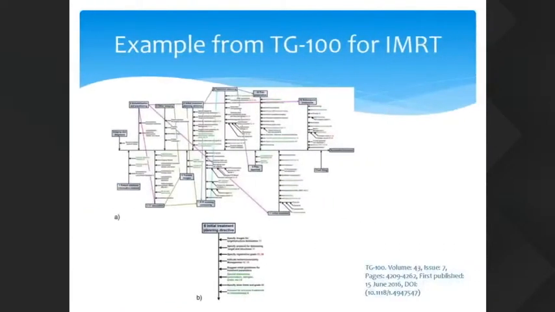This is the example that's in TG 100 for the process of planning and delivering IMRT. It's meant for you not to see. You can look it up in TG 100.